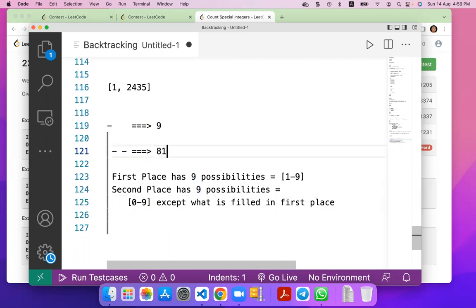Are we in agreement here? It is 9 into 9. Only 2-digit numbers will be 81. Okay. Let's continue this. What is that 98 you have written?